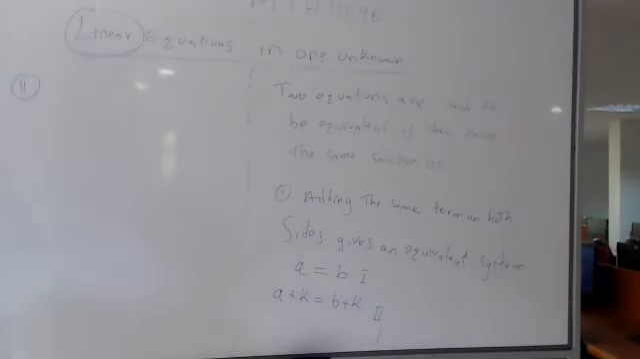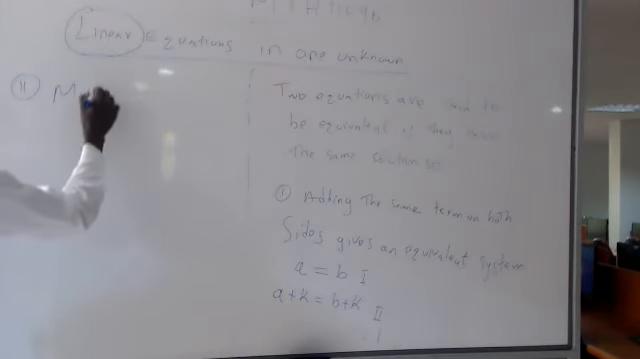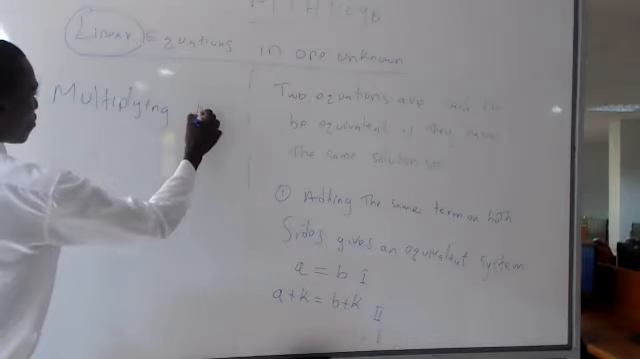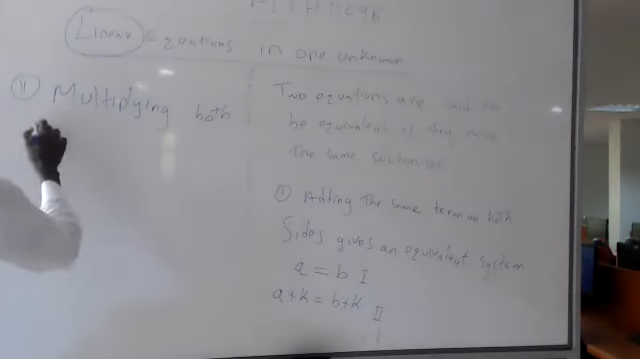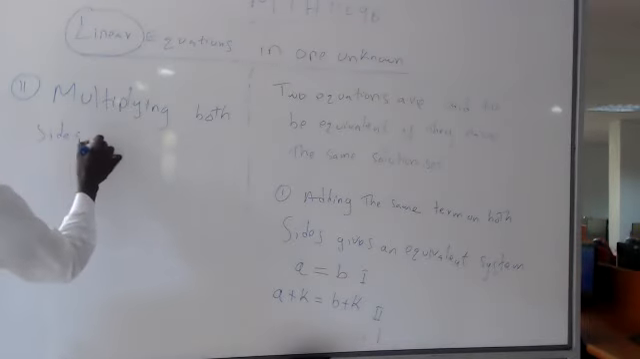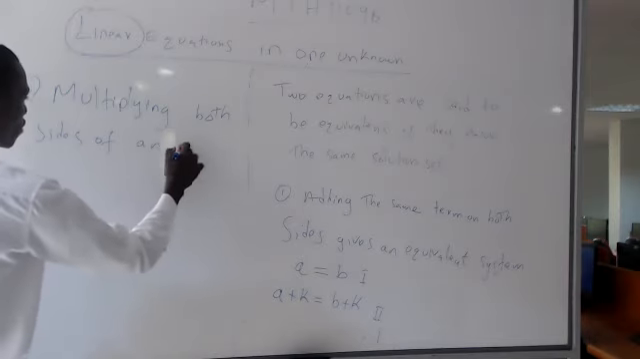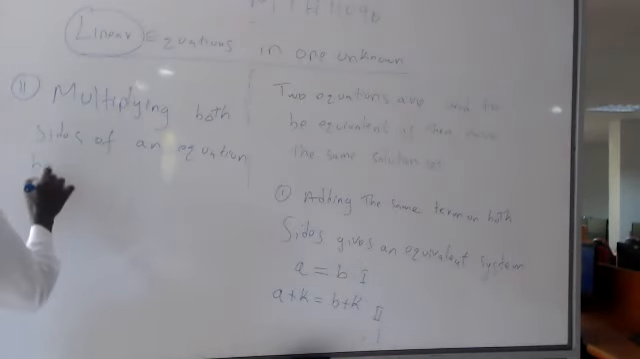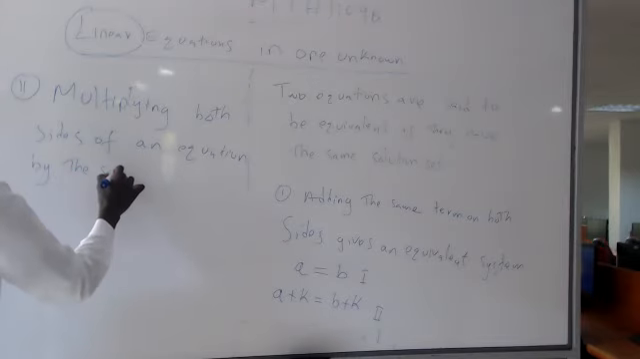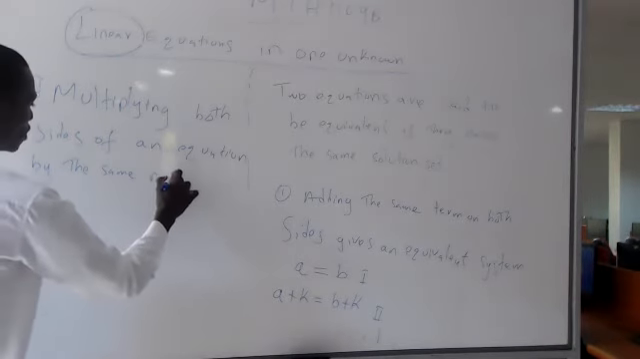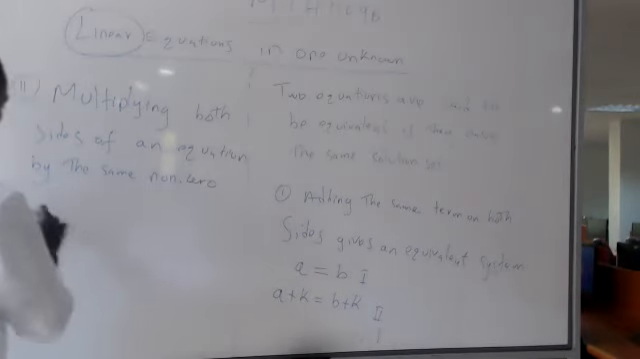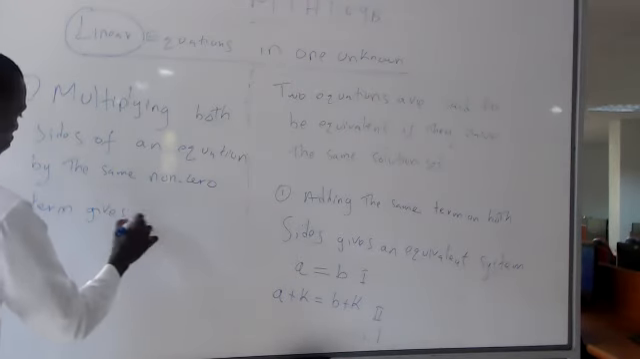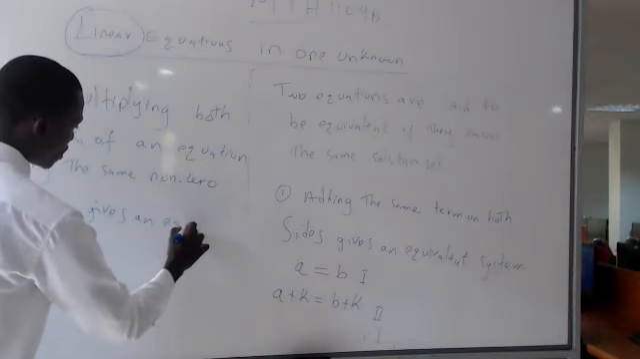Secondly, multiplying both sides of an equation by the same non-zero term gives an equivalent system.